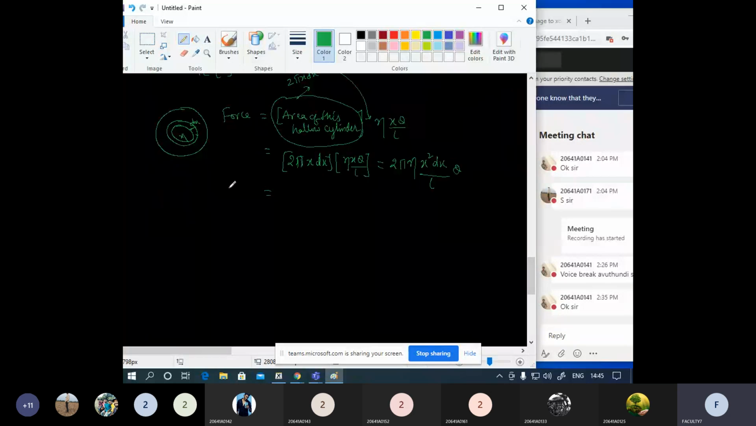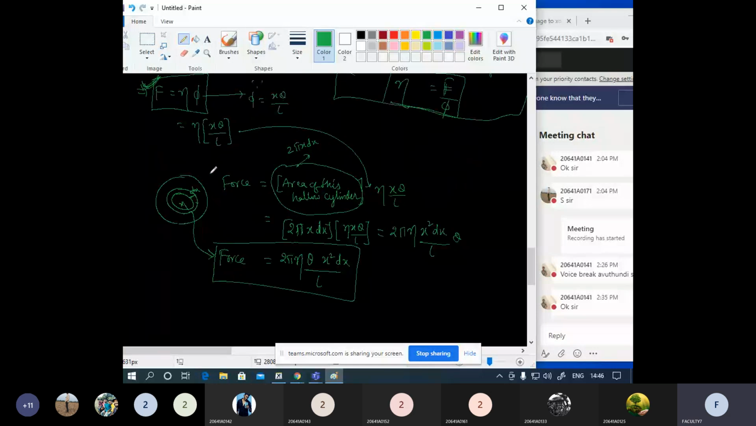Now I'm rewriting the equation here. The force experienced by this particular hollow cylinder will be equal to 2 pi eta theta x square dx by L. Remember this as the force. Now we are going to explain about the twisting couple.